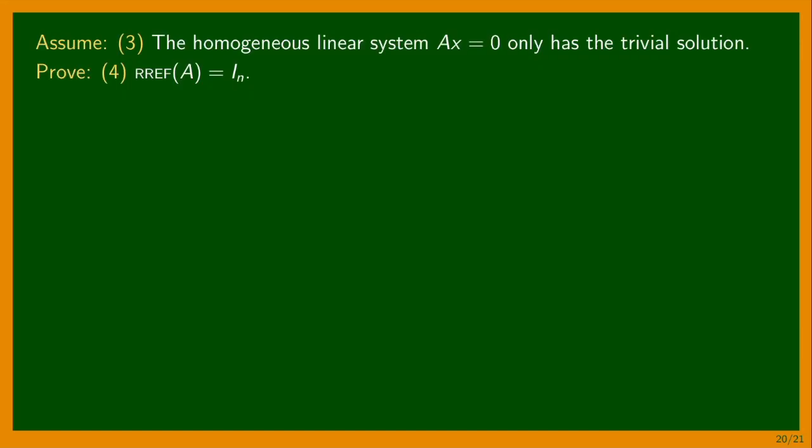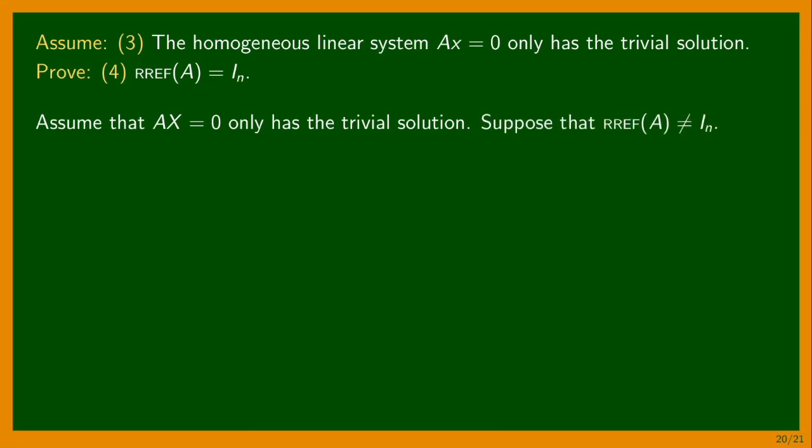So here we are proving 3 implies 4. So 3 is written on the board, we're proving 4. We are going to prove that if AX equals 0 only has a trivial solution, then the RREF of A is IN. So assume that this is, so I think this is capital X. Assume that AX equals 0 only has a trivial solution. We're going to prove that the RREF of A is IN.